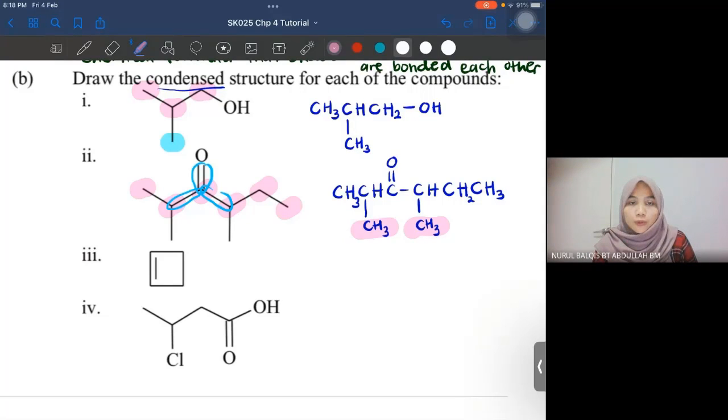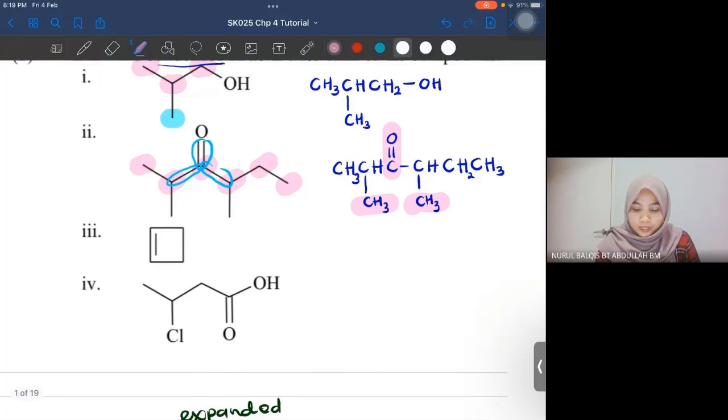Boleh tak C double bond O tu kita buat dalam bracket juga? Yang ni, boleh tak kita buat dalam bracket? Tak boleh, sebab dia bukan branch. Dia adalah part of the chain dan dia ada functional group. Dia bukan substituents lah, dia part of the chain, jadi tak boleh pergi letak dalam kurungan. Okay, so habis untuk the second one.